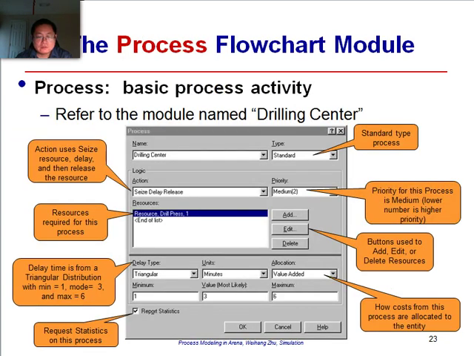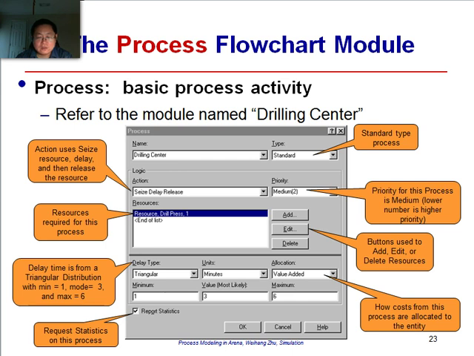The second module in the flowchart view is called Drilling Center. This is a process module. If you double-click it, a dialog box will pop up. The type of process module can be standard or submodel. This process has 3 actions: seize, delay, and release. The actions are working on a resource, the drill press. The drill press has been defined as a resource data before it is used here. So this process module will seize the drill press, use it for a while, and then release it.